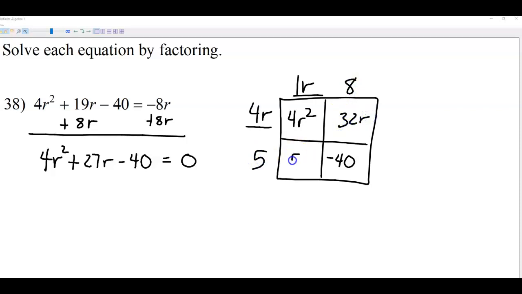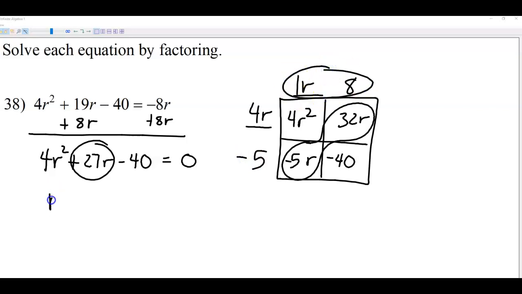32r and 5r. Is there a way I can combine 32r and 5r to get 27? In fact, there is. If the 5 is negative, then I have 32 take away 5, which is 27. So that means my negative goes here. So factoring, we get r plus 8 times 4r minus 5. Then we do zero product property.